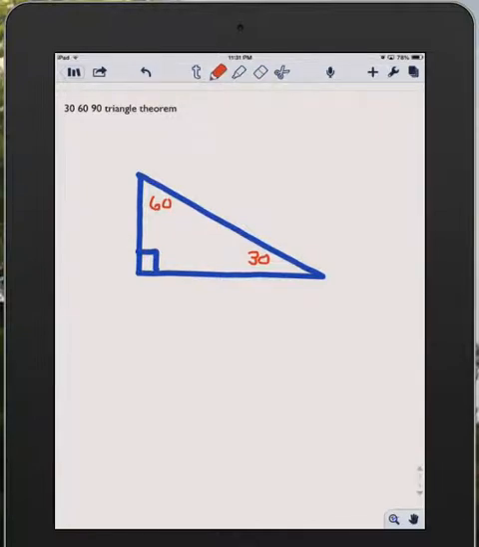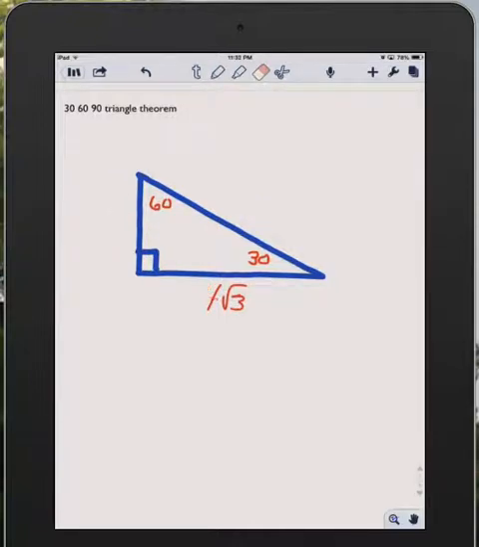If the length of the shorter leg is equal to 2, the hypotenuse is 2 times that, which is 4. The longer leg is 2 times the square root of 3. If the length of the shorter leg is equal to 3, 3 times 2, or 6, is the length of the hypotenuse, and 3 times square root of 3 gives you the longer leg. And if the length of the shorter leg is equal to 4, 4 times 2, 8, is the hypotenuse, and 4 times square root of 3 is the longer leg.